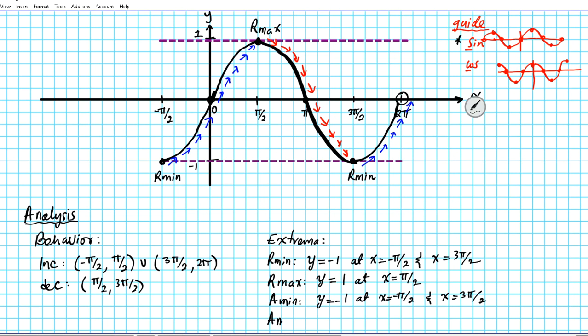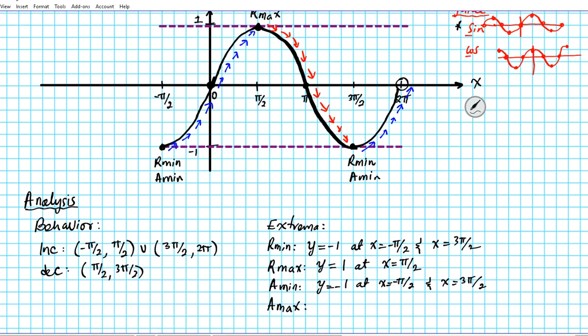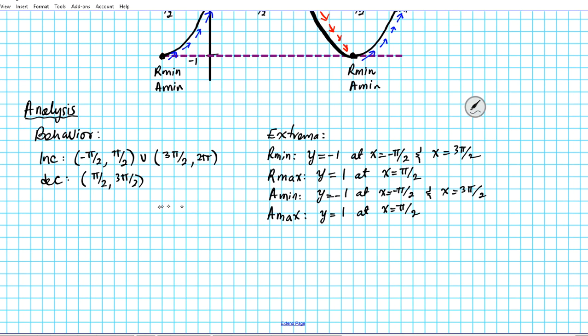The absolute maximum is the highest of the high in this entire domain that we graphed here. So this is also an A min, and this one as an A min too. How about A max? This is the highest point, absolutely, on this graph. So this relative max also happens to be an absolute max. We have an absolute maximum of y equals 1, and it happens at x equals pi over 2. So those are our extrema for this function. Now let's go ahead and talk about the concavity.